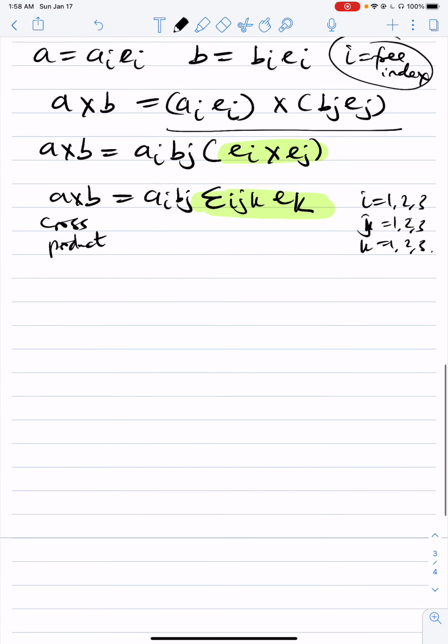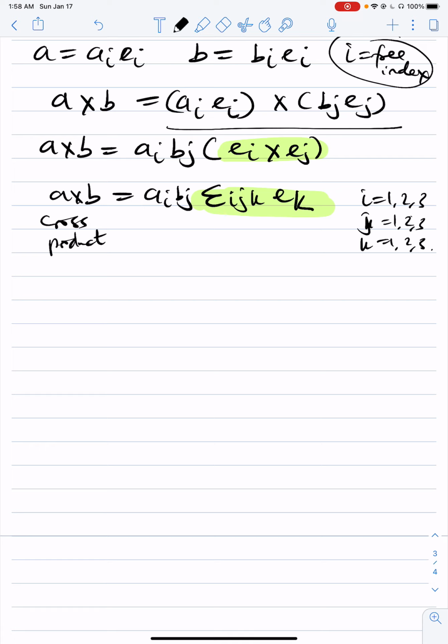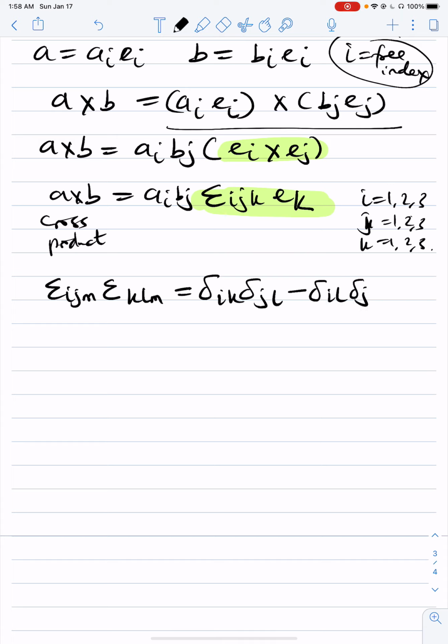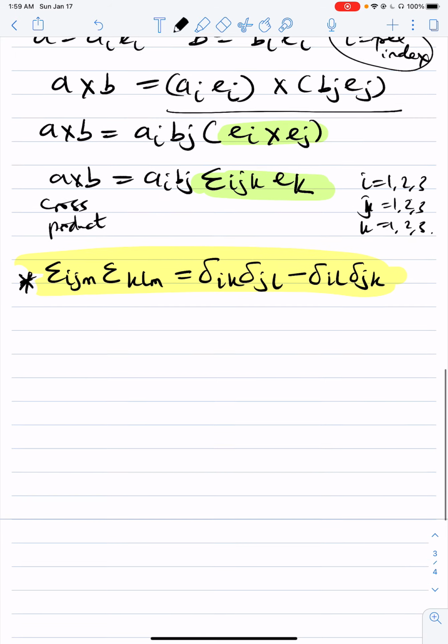Right. So one useful relation you can also know is this: if you have two permutations, ε_ijm and ε_klm, it's equal to this: Kronecker delta ik Kronecker delta jl minus Kronecker delta il Kronecker delta jk. So this is a relation you can write down in your notes and store. It's useful to know.